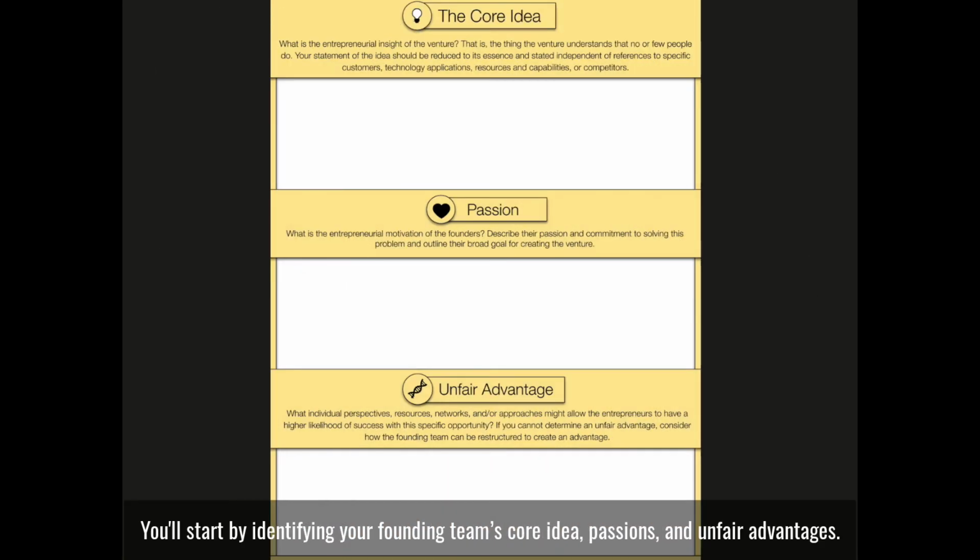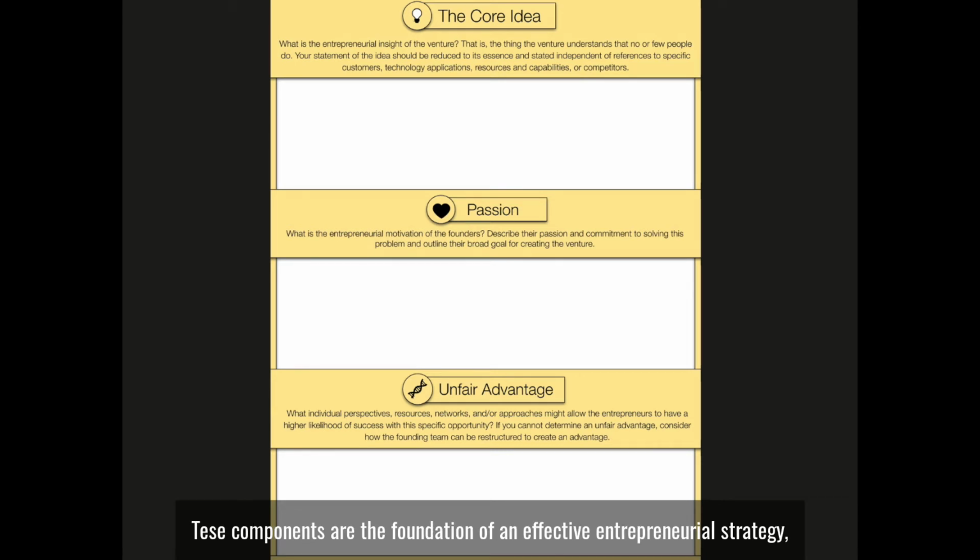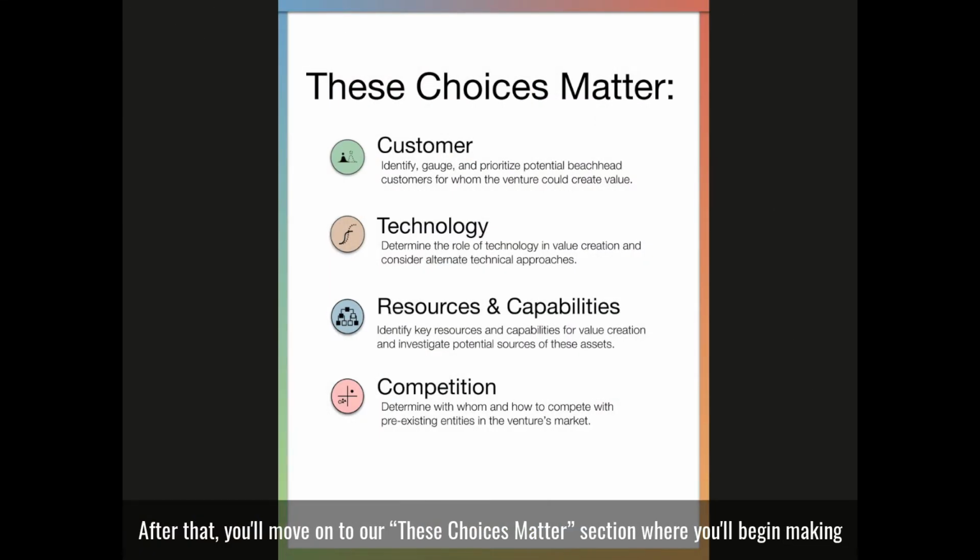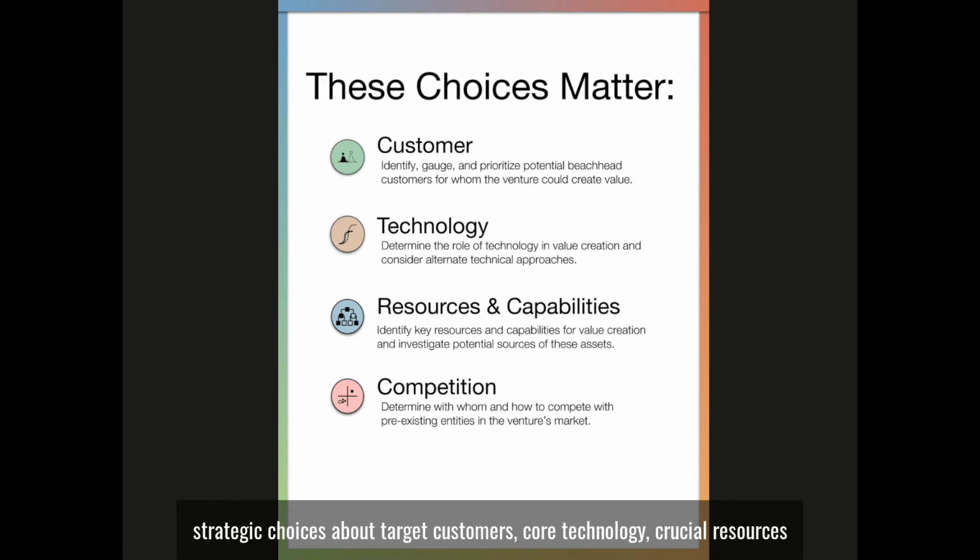You'll start by identifying your founding team's core idea, passions, and unfair advantages. These components are the foundation of an effective entrepreneurial strategy, and they will inform the strategic choices made throughout the venture's development. After that, you'll move on to our These Choices Matter section, where you'll begin making these strategic choices about target customers, core technology, crucial resources and capabilities, and potential competition. After exploring alternatives for each core choice, you'll deselect options based on their importance and feasibility.